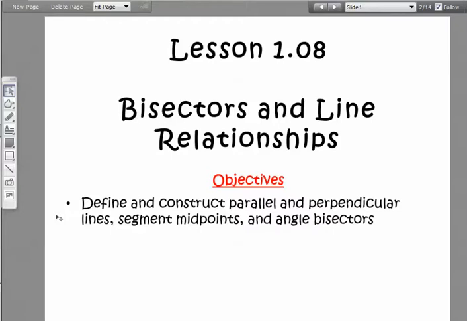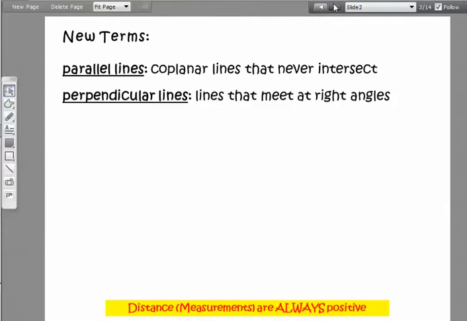There will be constructions required on part 2 of the unit test, so you do need to practice these and learn how to do them so you can complete them on the test. New terms that you're going to be seeing in this lesson are parallel lines and perpendicular lines. They may not be so new, hopefully they're review.